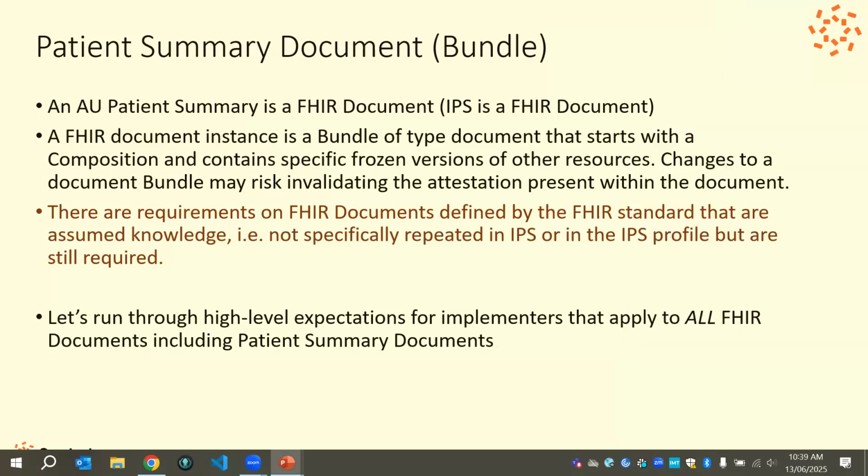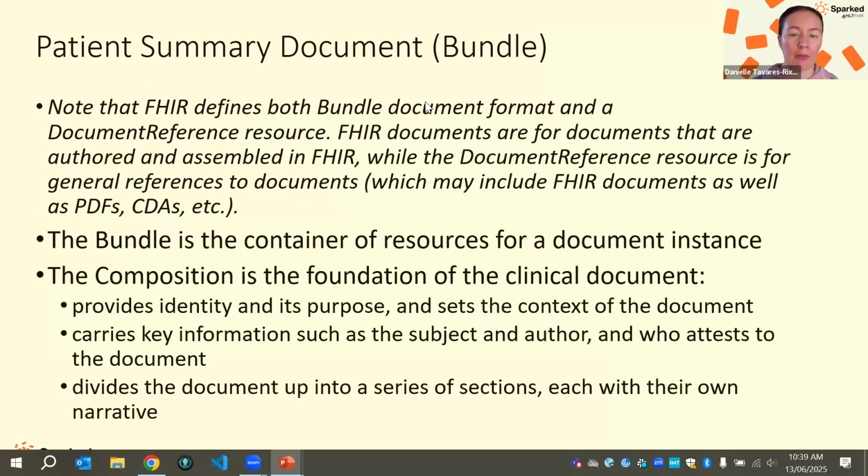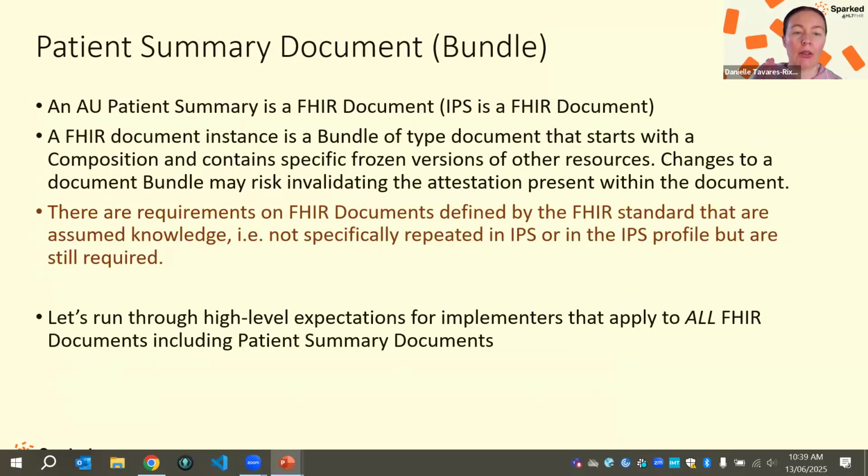Okay, so there's a bunch of slides here, and we can go off to the FHIR standard and have a look at things in particular. But let's just run through. Okay, so a FHIR document is a bundle of type document that starts with a composition. One of the things that gets people is it contains specific frozen versions of other resources. This comes down to it becoming immutable. We'll go into that in a bit more detail about how you have to create and manage these.